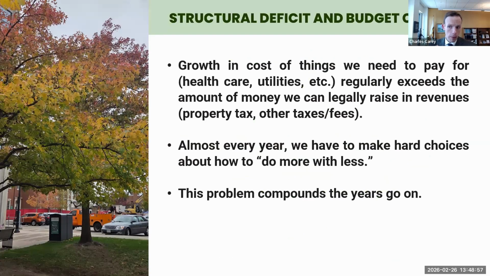So let's talk a bit about what we mean when we say the community has a structural deficit. In basic terms, the growth in cost of things that we need to pay for as a community, like healthcare, like utilities, regularly exceeds the amount of money that we can legally raise in revenue. Again, if the single largest source of your tax base can only go up by between 2.5 and 3.5% in any given year, and your healthcare costs are going up by 12%, you can see how that's ultimately going to lead to a problem. So almost every year we have to make hard choices about how to do more with less. And that problem compounds as years go on.